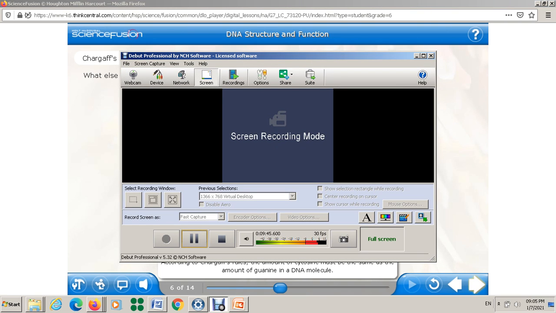So this is all about the structure of the DNA. If you have a question about this lesson and the structure of the DNA, you can send me your questions. Thank you for listening.